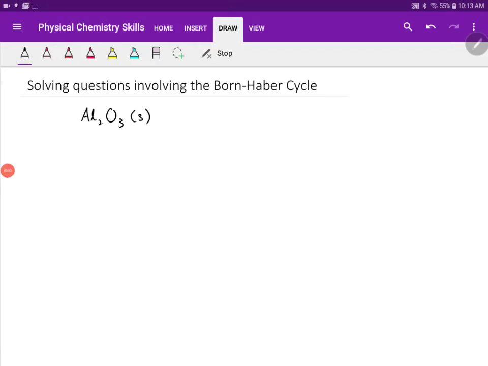Hi everyone, in this video we are going to talk about how we can solve questions involving the Born-Haber cycle. In particular, we are going to look at how we can draw energy level diagrams to answer such a question. Alright, so the thing that we are looking at today is Al2O3 solid. If you are able to do this on your own, it will be very good. So let's start with our task.